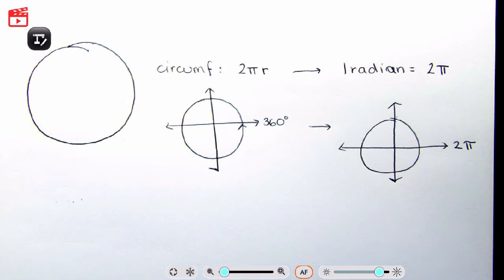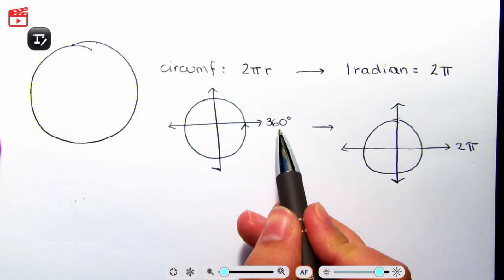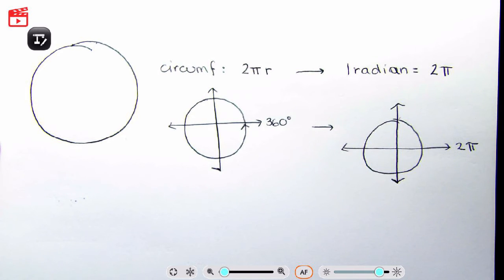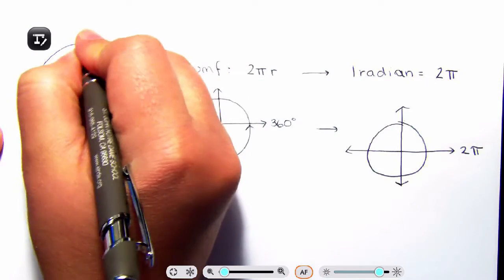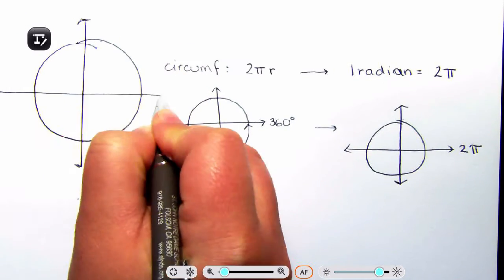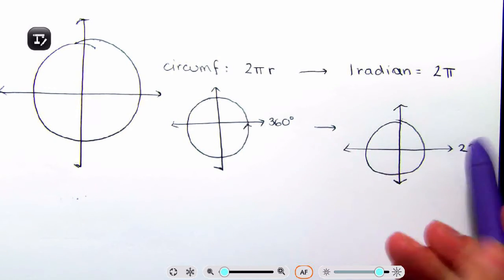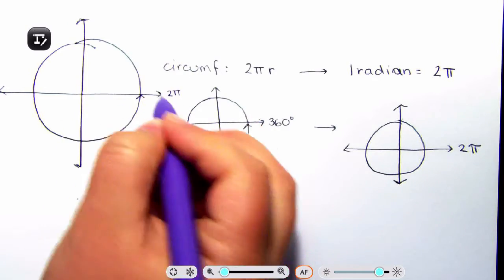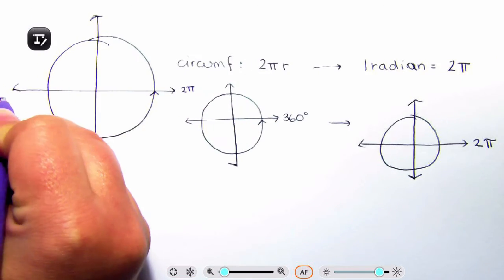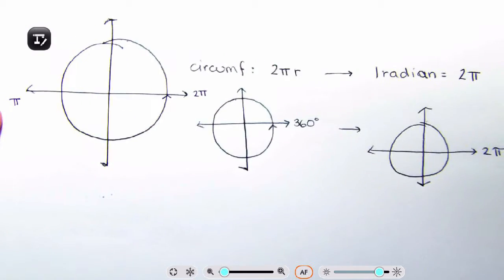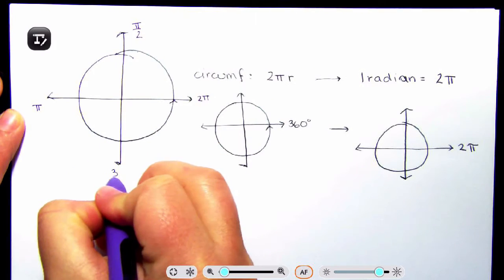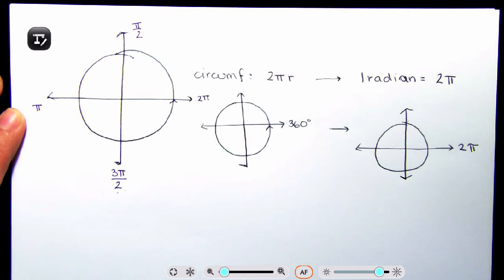And the reason we like radians is because 360 for 1 revolution is a very large number. 2 pi is very much smaller, and we can have more revolutions without getting extremely large numbers. So let's do the same thing we did before. Here's our y-axis, here's our x-axis. If 1 full revolution is 2 pi, then half of a revolution, going counterclockwise, will be equal to pi. A fourth of a revolution will be pi halves, and 3/4 of the way, 3 pi halves.